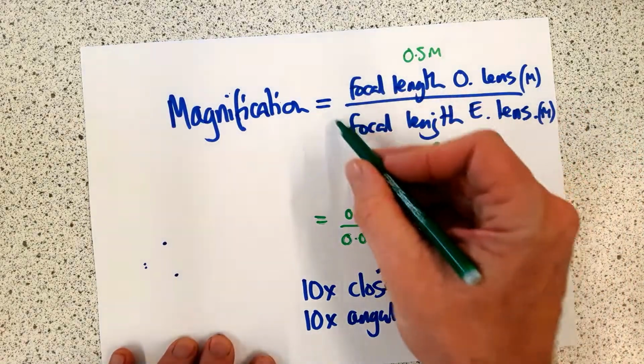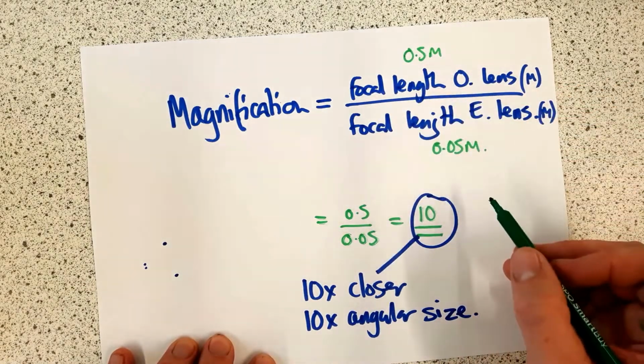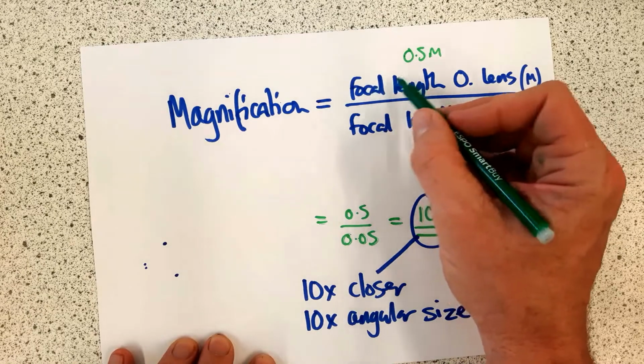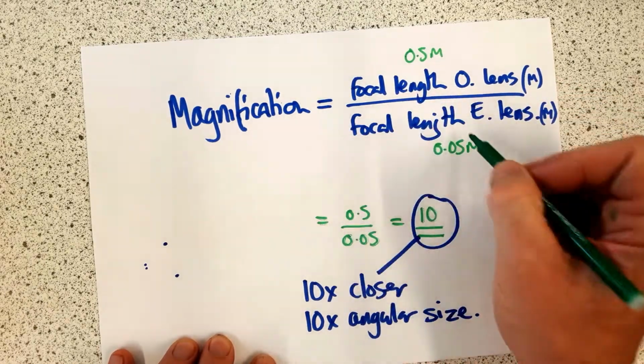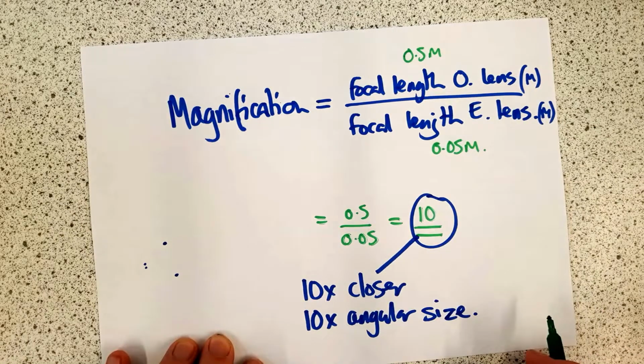Common calculations asked with this also relate to the power of the lens. Because the power of the lens is 1 over the focal length, then you can calculate the magnification using the powers of the lenses.